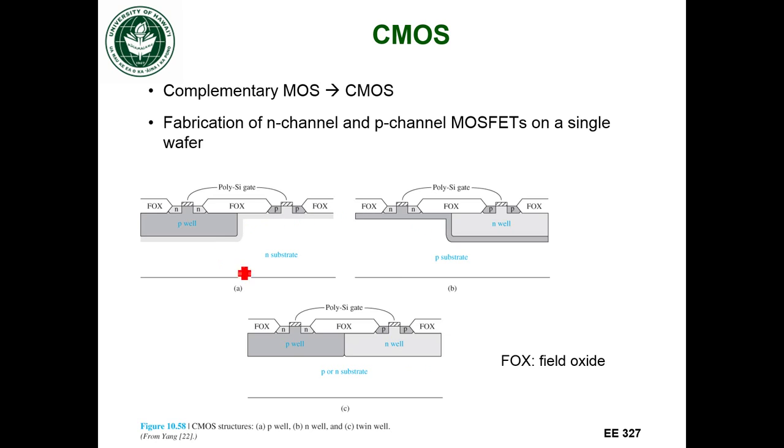For the P-well and N-well fabrication processes, usually you optimize the parameters for the N-channel MOSFETs, because those will tend to have better performance, because the electron mobility is higher than the hole mobility. For the twin well structure, you can actually optimize the characteristics for both the N and P channel devices, because you can control doping in both the P-wells and the N-wells. And so this allows you to better optimize for each type of transistor.